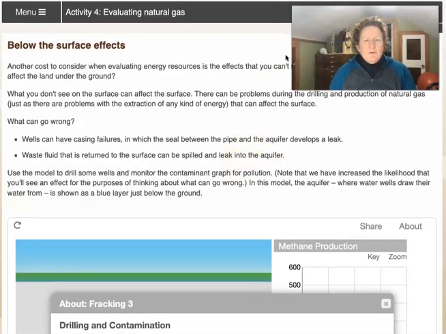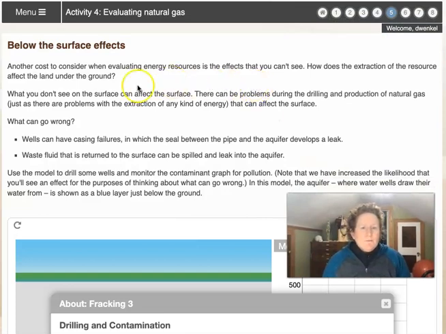Another cost to consider when evaluating energy resources are the effects you can't see. How does the extraction of resources affect the land under the ground? And this can affect a lot of people who don't necessarily live next to the drilling pad. They can drill underground for a long ways. And so the earthquakes that the explosions cause and the water pollution that can happen when you're using water as a fracking fluid, that can disrupt the lives of a lot of people in communities around the drilling sites.